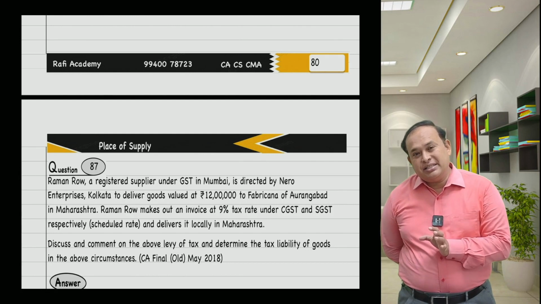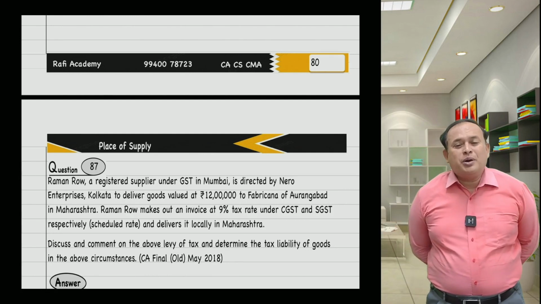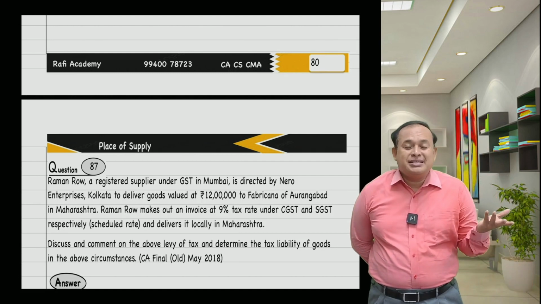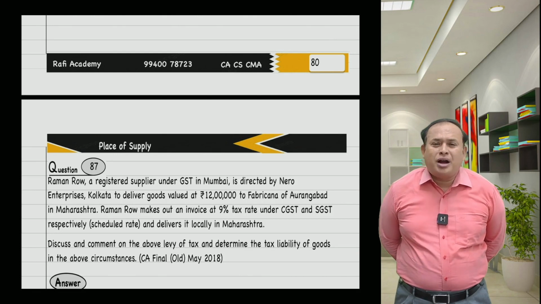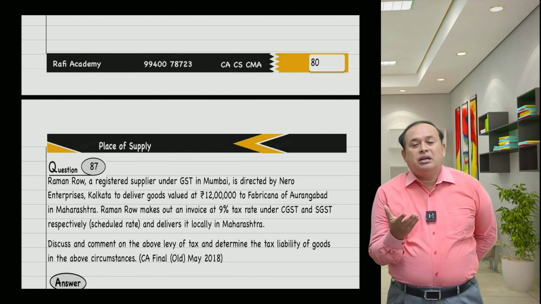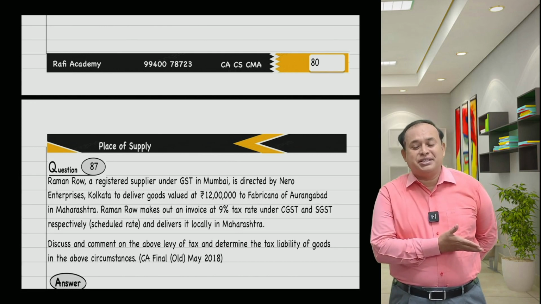In such a case, the department definitely asks him to pay IGST. If Raman Rao says, sir, I already paid the CGST, SGST, which is not required to pay. Who asked you to pay? You have not paid IGST, now you pay. Sir, if I pay IGST now, what happens to my already paid CGST, SGST?